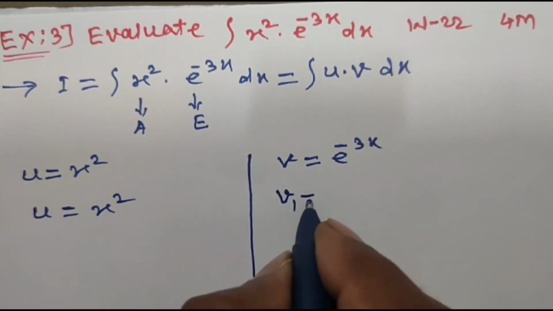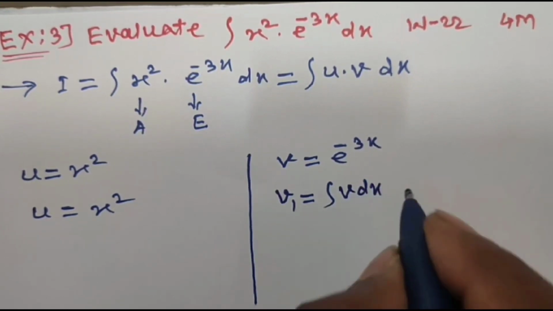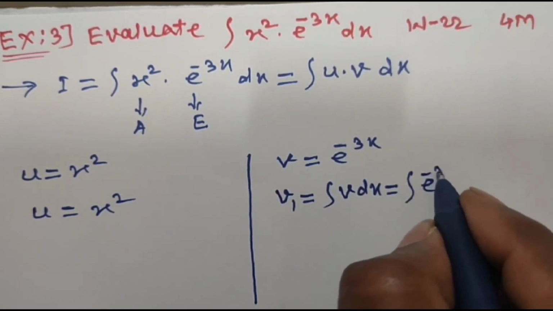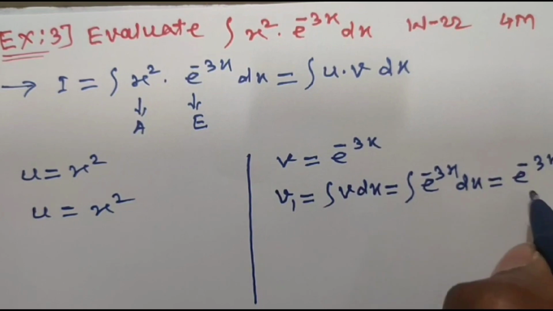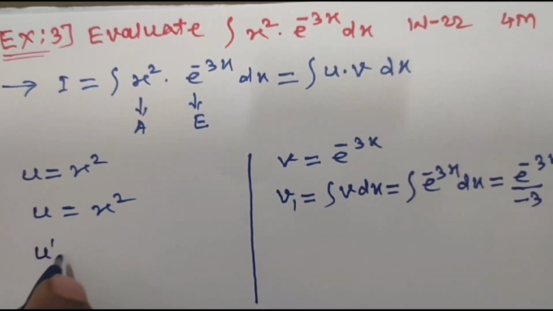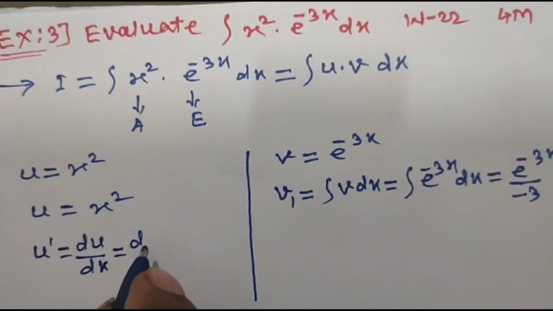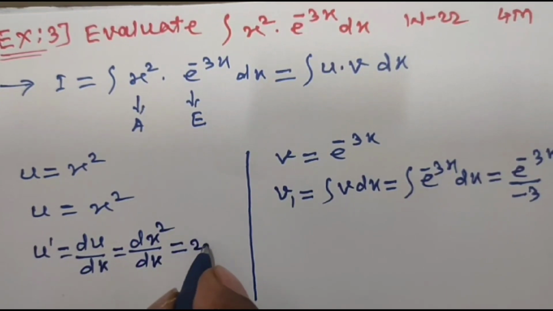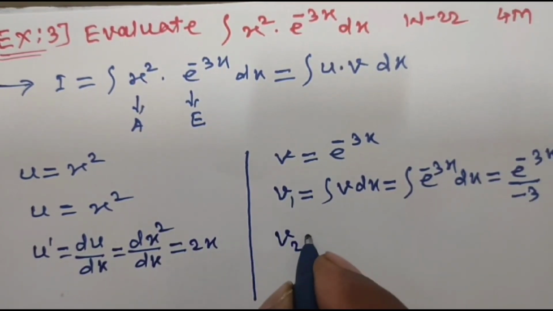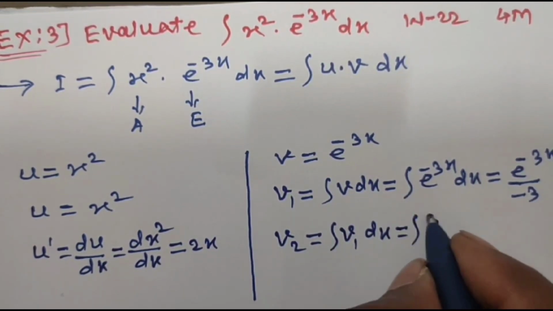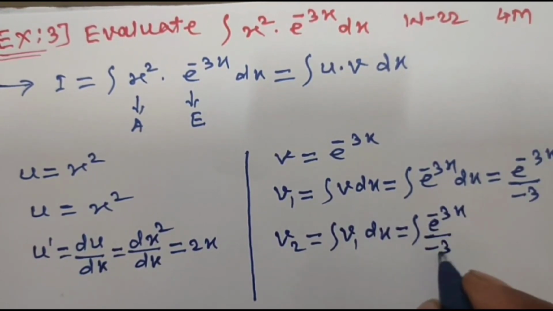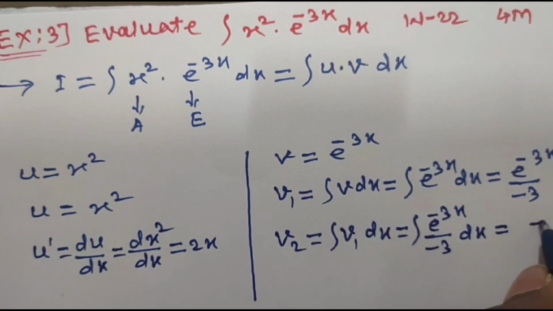v1 is equal to the integral of v with respect to x, which is the integral of e to the power minus 3x with respect to x. This is equal to e to the power minus 3x divided by minus 3. Then u dash is equal to the derivative of u with respect to x, the derivative of x square, and this is equal to 2x. With this we want v2. v2 is equal to the integral of v1 with respect to x, the integral of e to the power minus 3x divided by minus 3, and this is equal to e to the power minus 3x divided by 9.